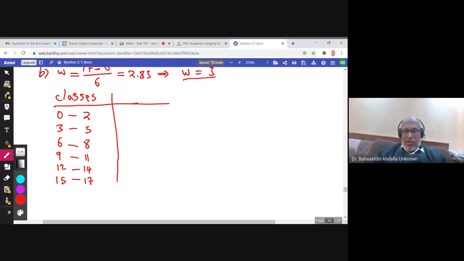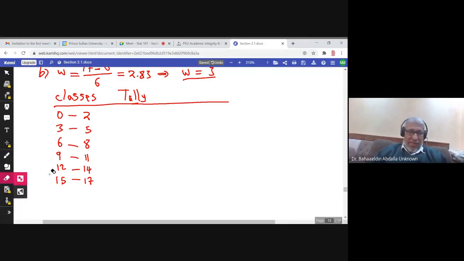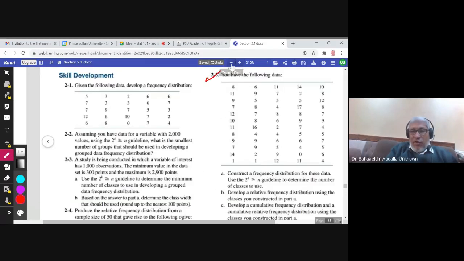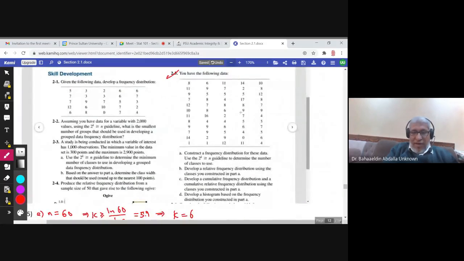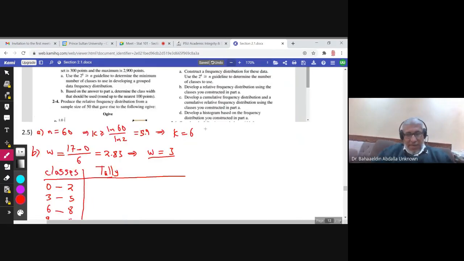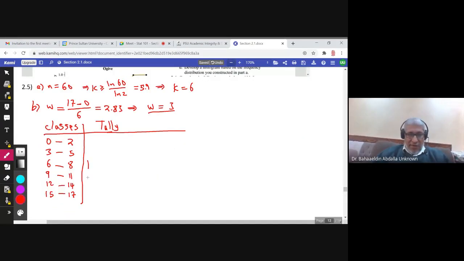And now I need to count how many values in each class. And counting how many values in each class is not really easy because I have 60 values. So to not make mistakes, I will read the values 4 by 4 and put them into the classes. For example, 8, 11, 9, 7: 8 is here, 11 is here, 9 also is here, and 7 is here.